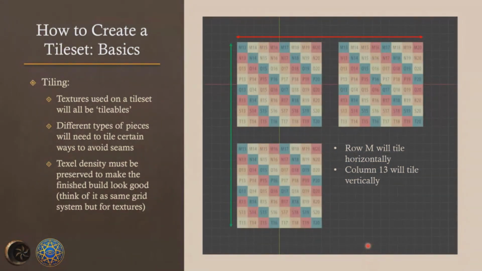So main point here is you can see how row M in this texel density texture is going to tile horizontally. And then column 13 is going to tile vertically.